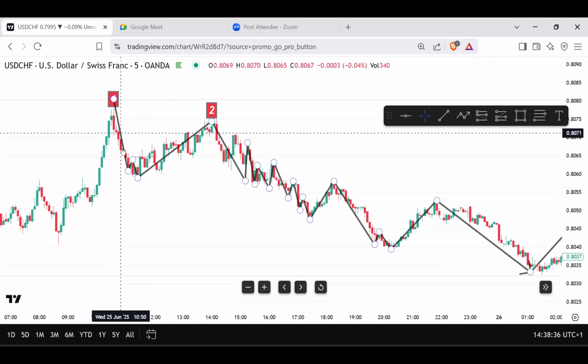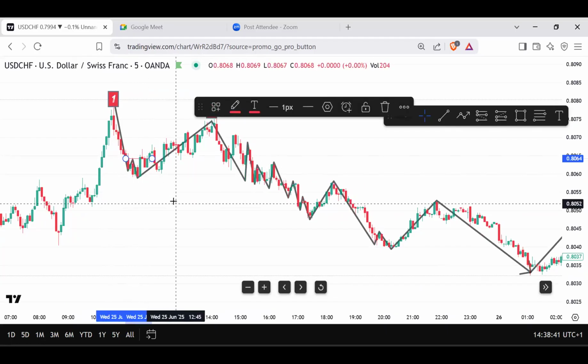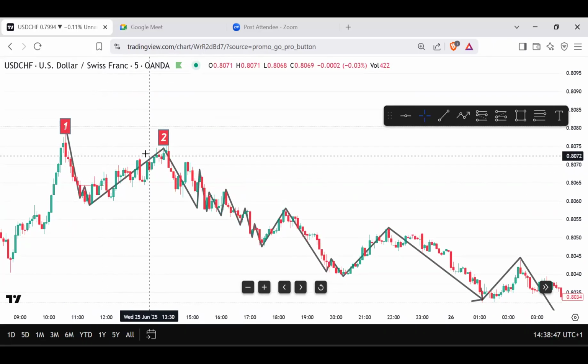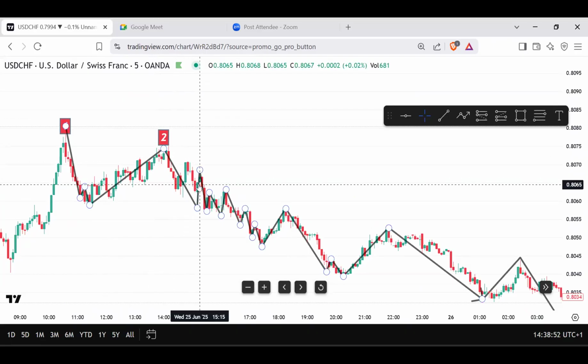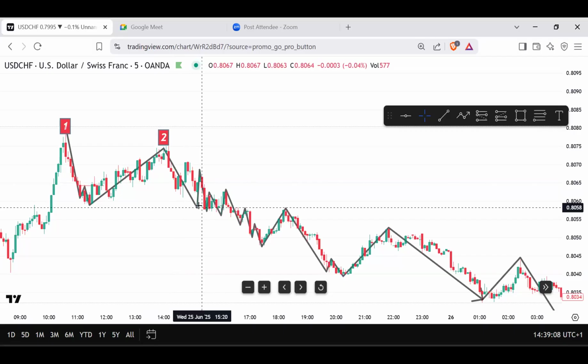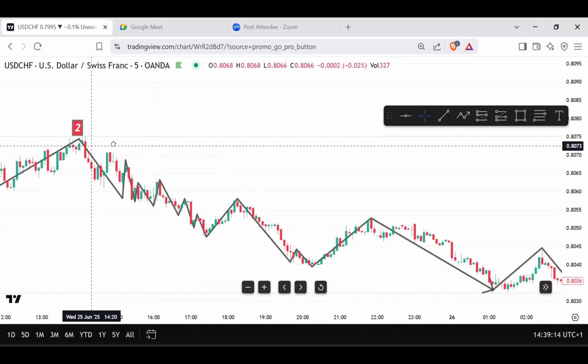So this is the impulse, then the inducement, correction, then the second impulse. This impulse now is what we call continuation, because the move is continuing in the same direction as the first impulse. So there is one inducement and correction.